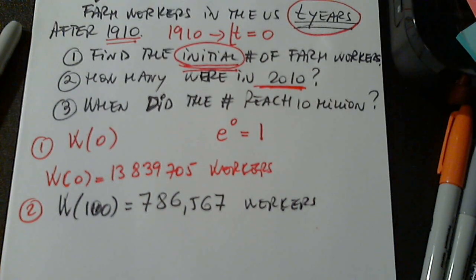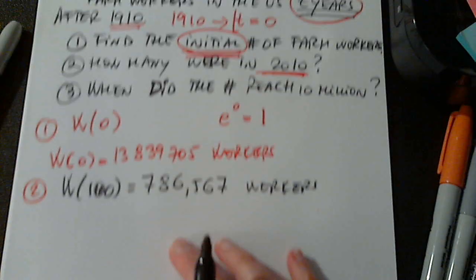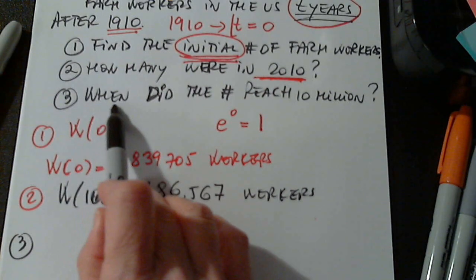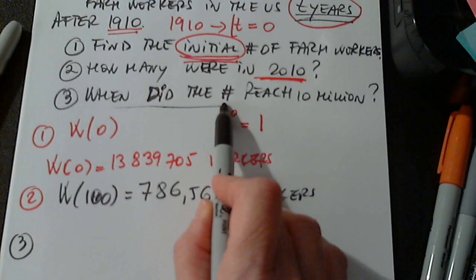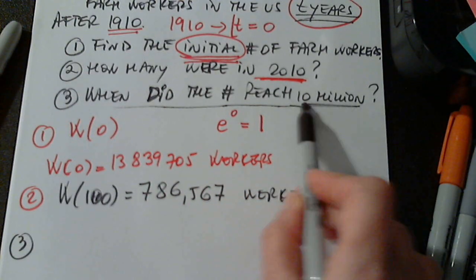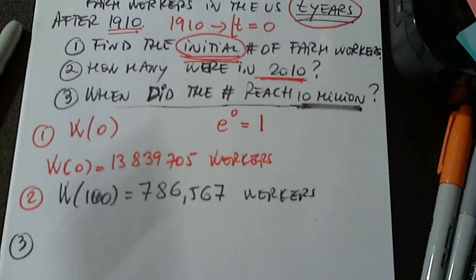Okay, final question. So both of them, piece of cake, no worries. So final question, let's read. When did the number of workers reach 10 million? What do I have to do in this case? When will the number reach 10 million?